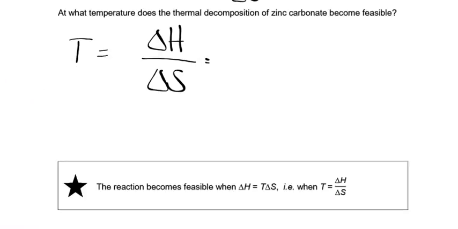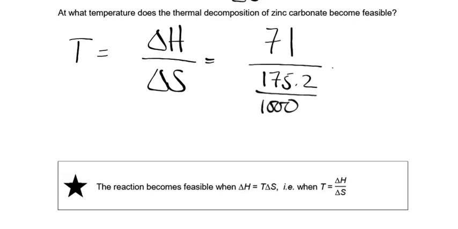So if you look back a couple of pages in the notes, we'll find those values for the thermal decomposition of zinc carbonate. So the enthalpy was plus 71 and the entropy was plus 175.2, and you can see there dividing that by 1,000, and I'm getting 405. Remember, the units are in Kelvin.